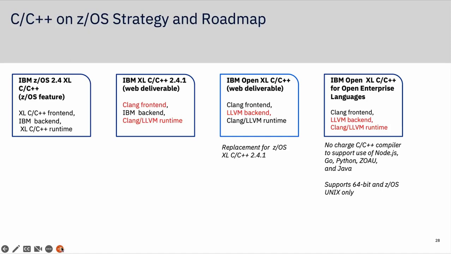And because the open languages also needed a free C and C++ compiler, at no charge, we're making one available for use with these languages. So if you have to pull down a node.js npm package and you want to install it and it requires a compile process, you can actually use this compiler. The same goes for Go with CGO, and with Python. If you use ZOAU in Java, you can still use it because you're not developing applications with C and C++. So this is something that we delivered recently in support of the new languages.